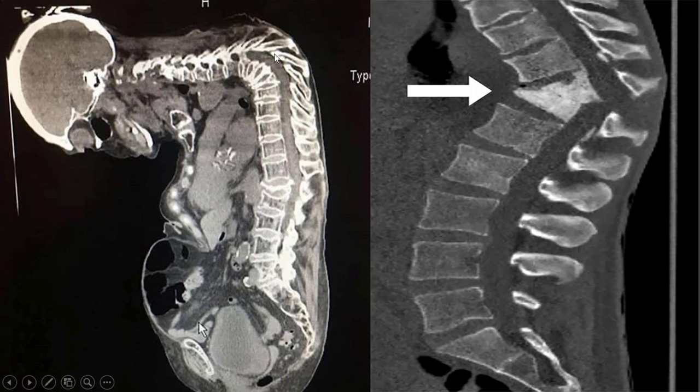Now, gibbous deformity was prevalent before the use of anti-tuberculosis medication. Here are two cases of gibbous deformity or kyphosis.